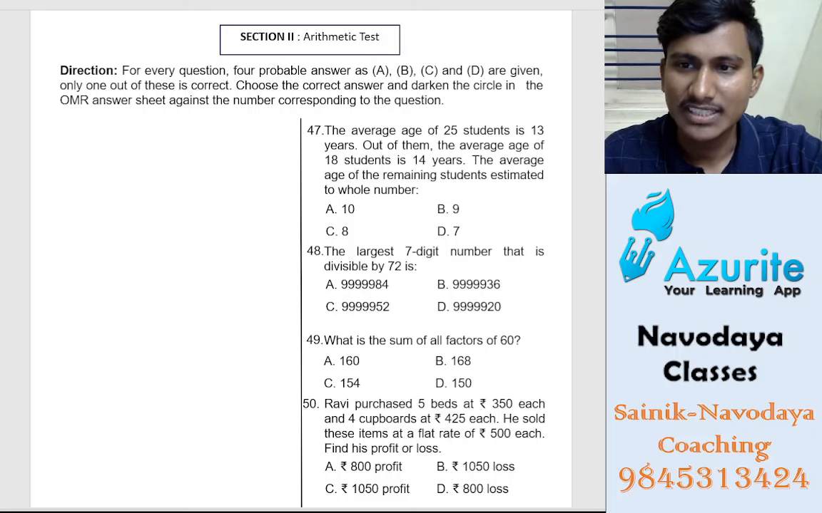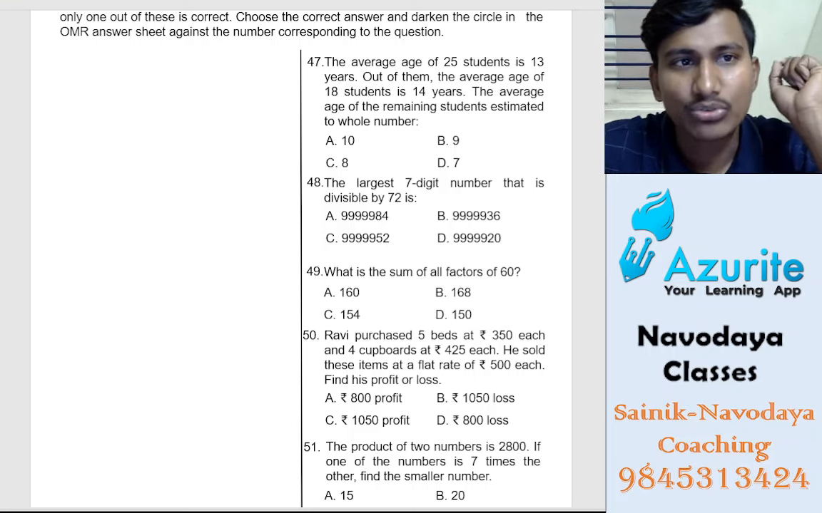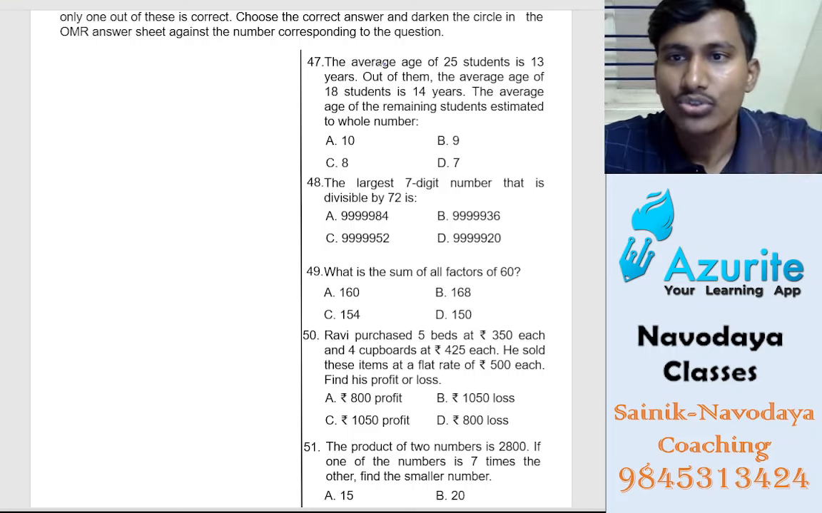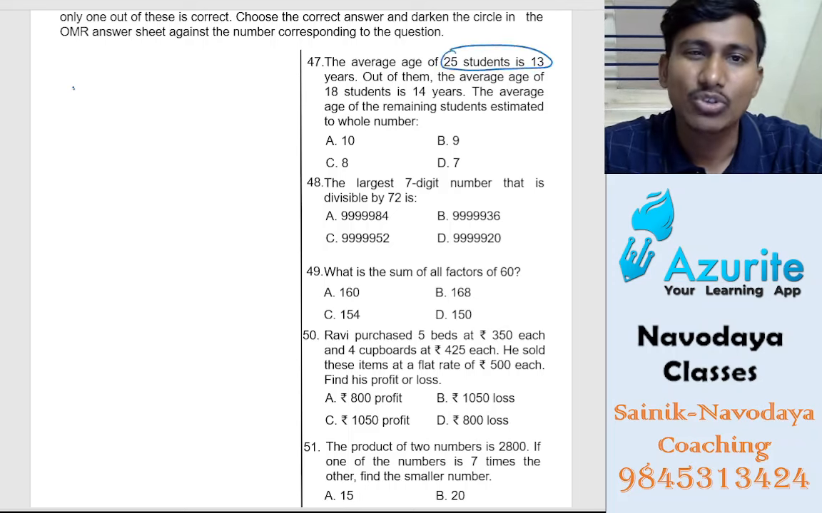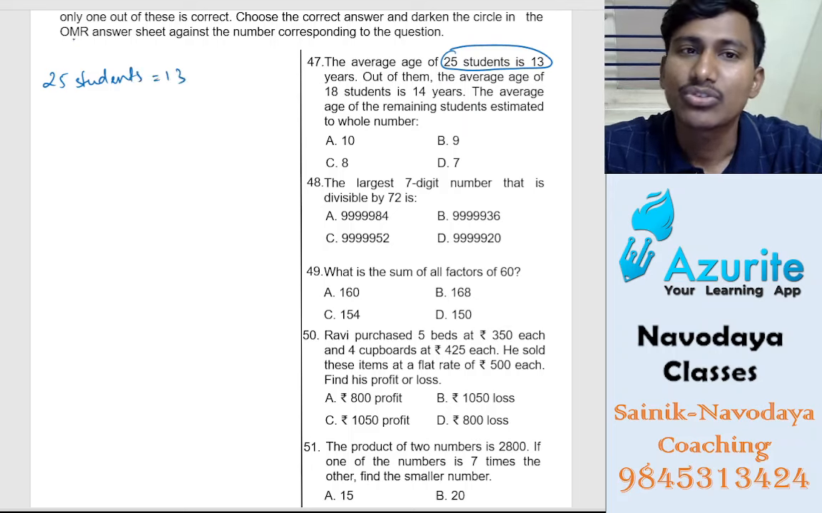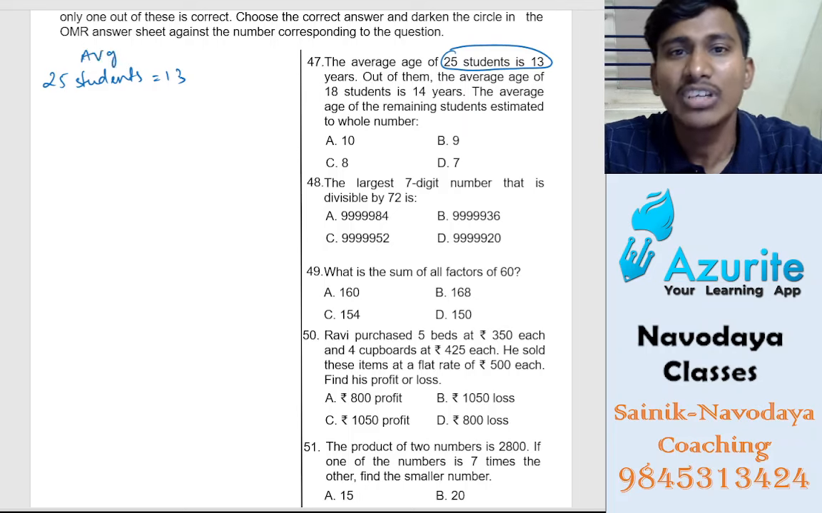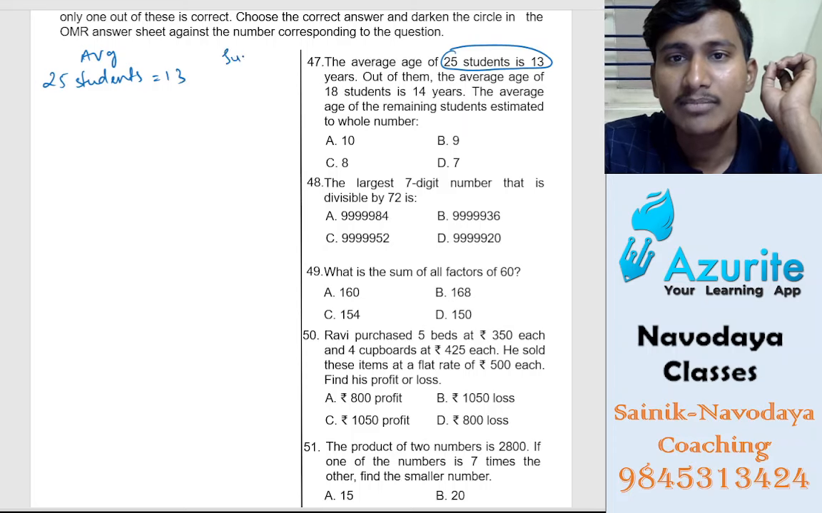So 47 is easy. If you see here, don't be confused, we have to understand the question first, right? The average of 25 students is 13. So then the sum will be how much? We know already how to find the sum. So how do we find the sum?